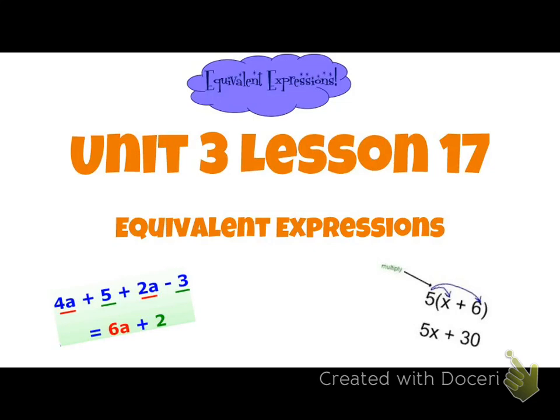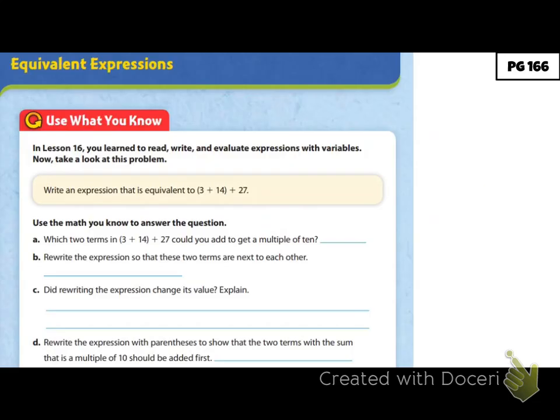We're going to talk about equivalent expressions. So we still have our variables, we still have our coefficients and our constants. Now we're going to be able to write them as equivalent expressions, so writing the same thing in a different way. So let's use what we know.